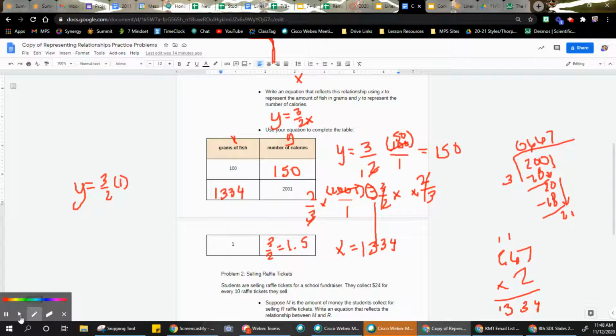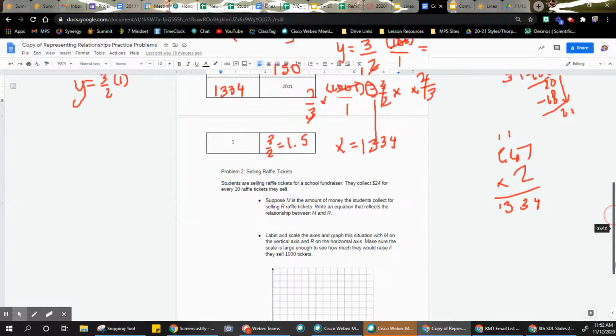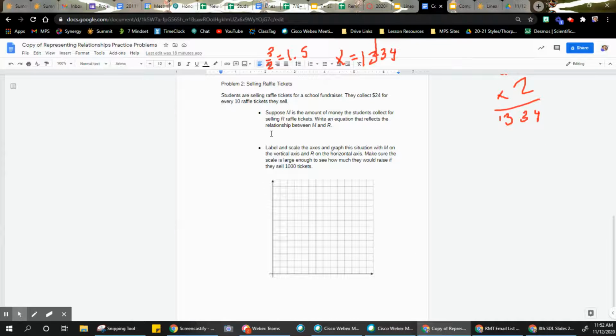All right, let's go ahead and move on to our next problem, which is about selling raffle tickets. It says students are selling raffle tickets for a fundraiser. They collect $24 for every 10 raffle tickets they sell. Suppose M is the amount of money the students are making, and R is the raffle tickets. Write the equation for the relationship between M and R.